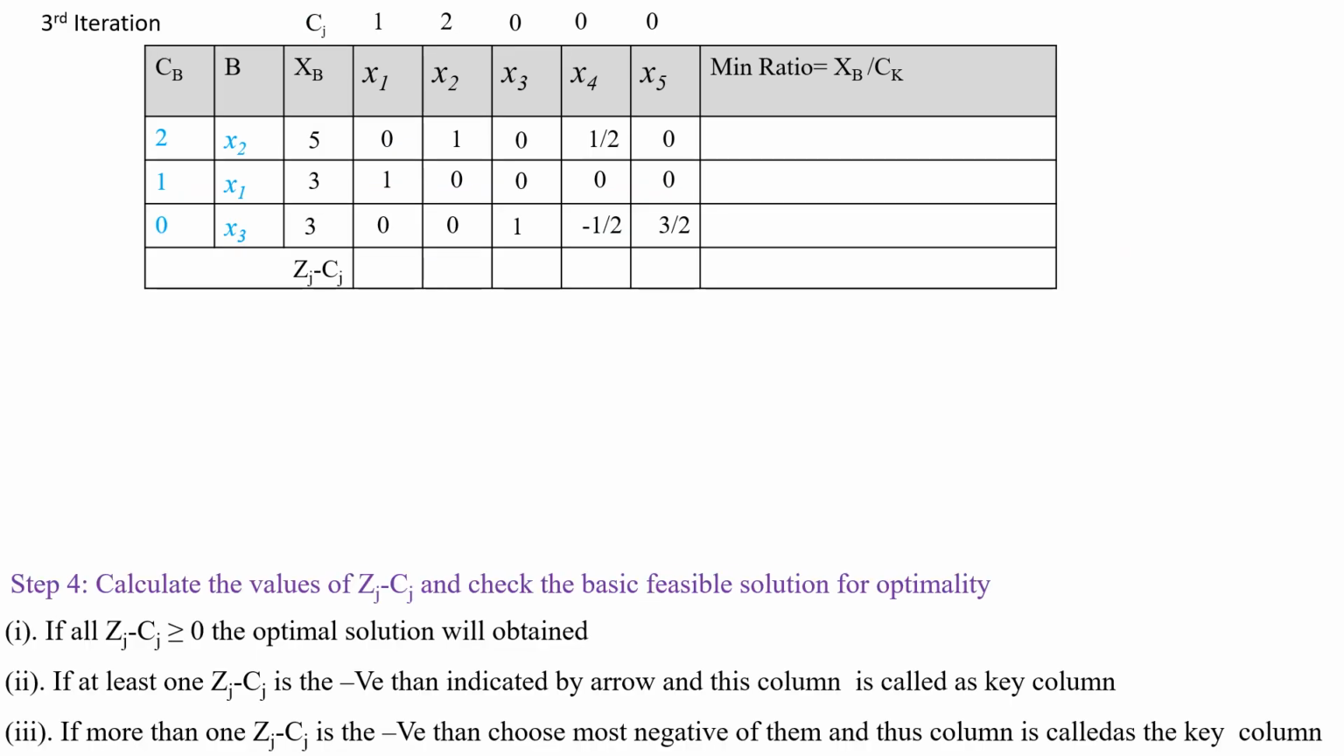So next once again I have to calculate the Zj minus Cj values. First for the x1 column, it is 2 into 0, 0 plus 1 into 1, 1, and minus 1, it is 0. Similarly for the x2 column it is 0, and for the x3 column also it is 0. For the x4 column, 2 into 1 by 2, 1, and minus 1, 0 we get, and for the x5 column here also we get 0. So observe that all the Zj minus Cj values are positive, which means greater than or equal to 0, so the optimal solution is obtained.